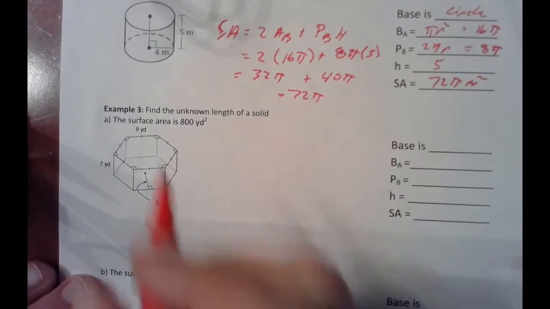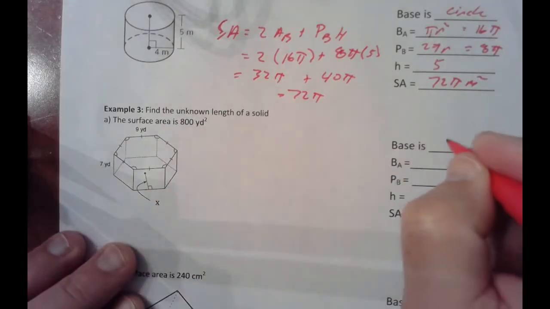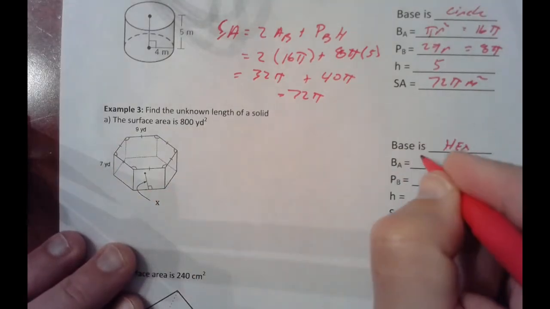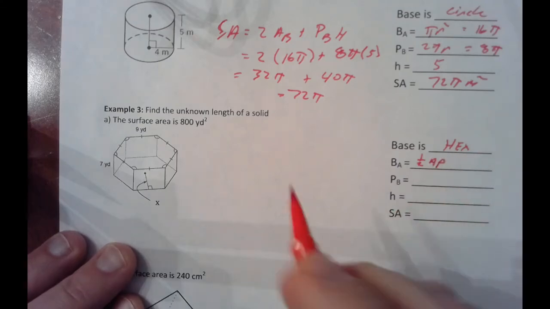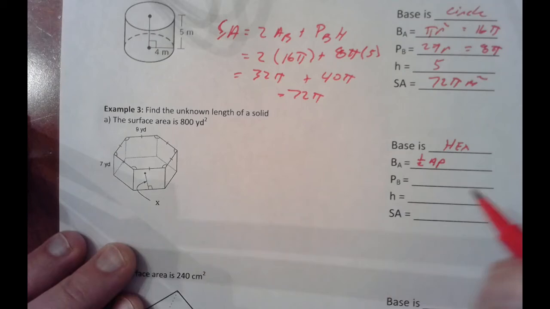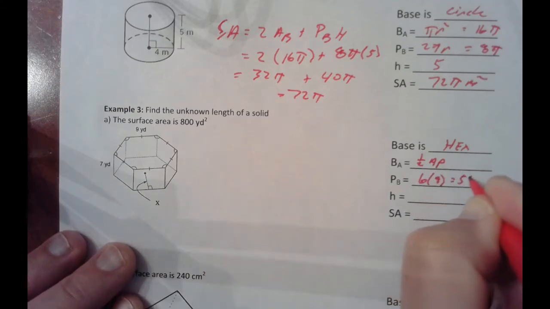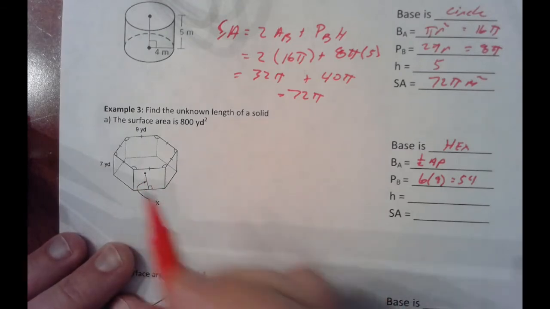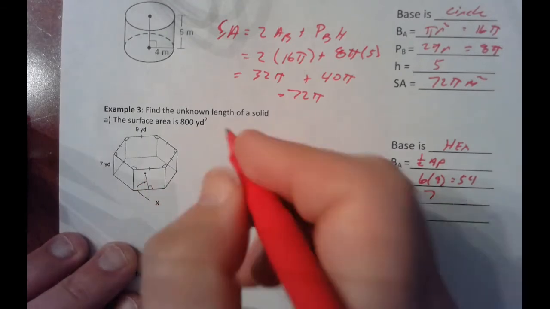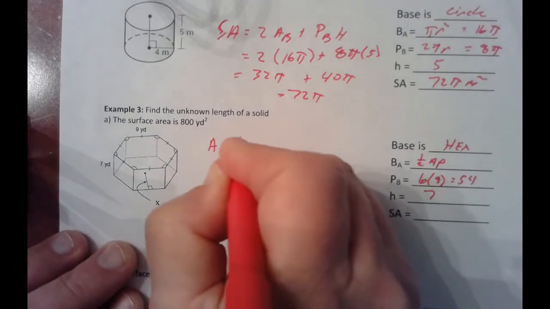All right, so this has got 1, 2, 3, 4, 5, 6. So this is a hexagon. All right, so then I've got my 1/2 little AP. And it's regular. I've got all my sides there. So hexagon's got 6. So then I've got 6 times 9 is 54. My height is 7. All right, so I really got to work on my area of my hexagon is 1/2 little AP.